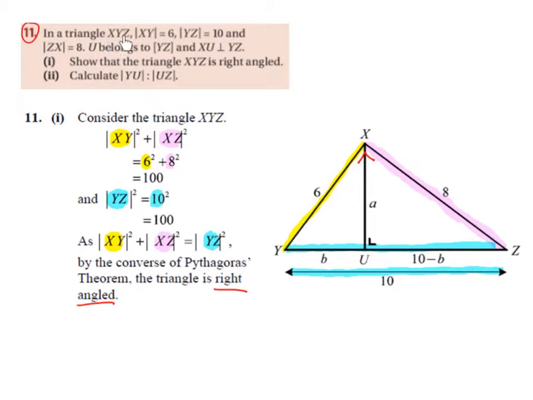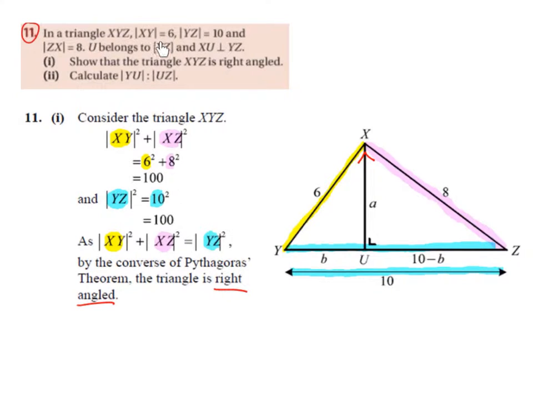In a triangle XYZ, XY is equal to 6, YZ is equal to 10, and ZX is equal to 8.